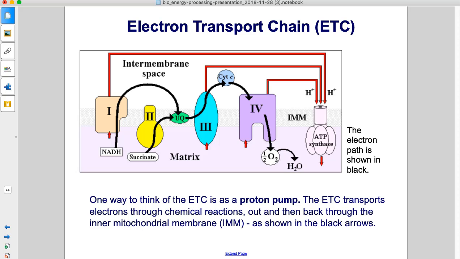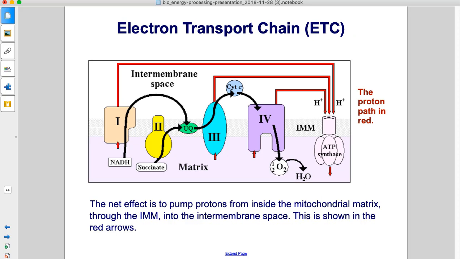One way to think of the ETC is as a proton pump. The ETC transports electrons through chemical reactions out and then back through the inner mitochondrial membrane, or IMM, as shown in the black arrows. Here you can see the electron path is shown in black. The net effect is to pump protons from inside the mitochondrial matrix through the IMM into the intermembrane space. This is shown in the red arrows. The proton path is shown in red.